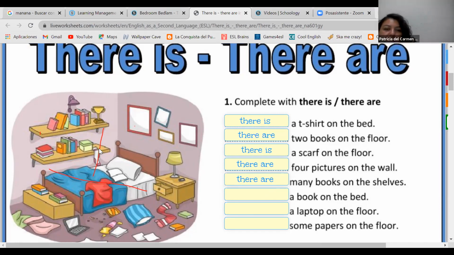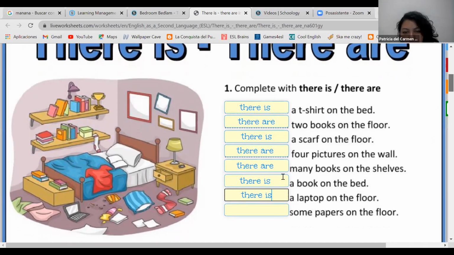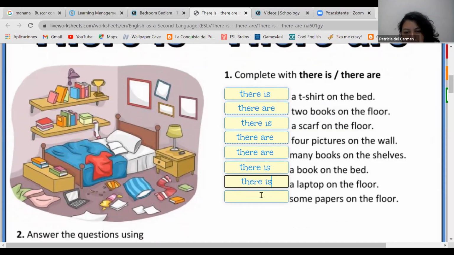Okay. On the shelves. A book on the bed. There is. A laptop on the floor. There is. Some papers on the floor. There are. Teacher, floor es suelo, ¿verdad? Yes. There are.